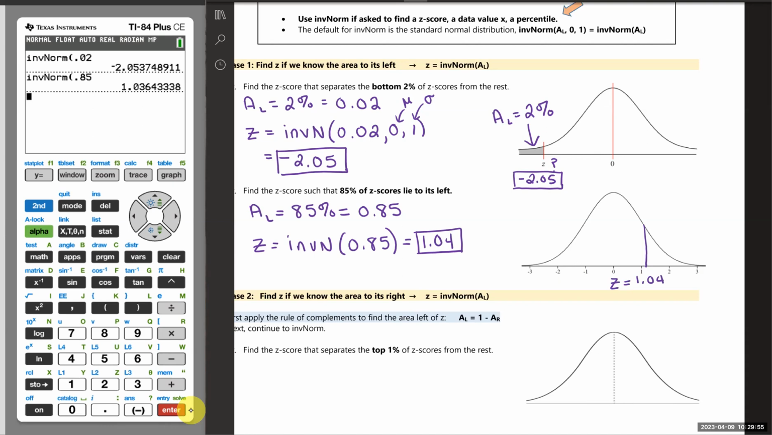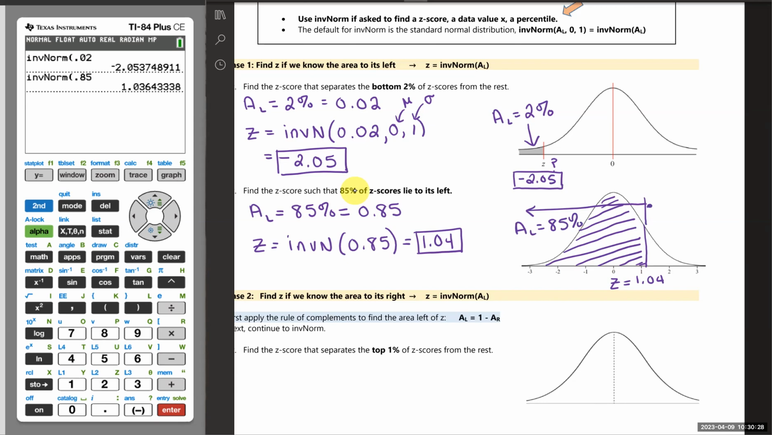And because that's a positive z-score, if I look at the area to the left of it, that area is more than 50%. So I'm always thinking about, is that bigger than half the picture or less? So I've shaded more than 50% of the picture. And that makes sense because we said we shaded 85% of the picture. So this area to the left is 85%.